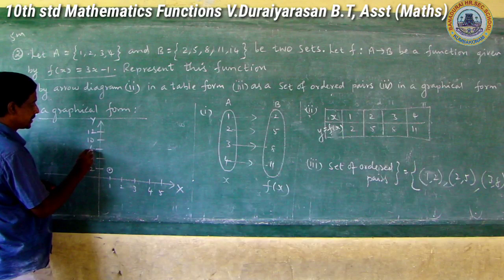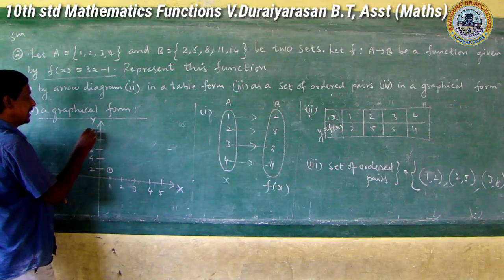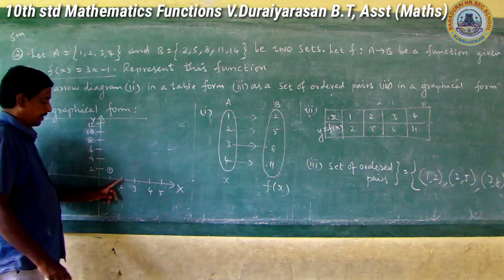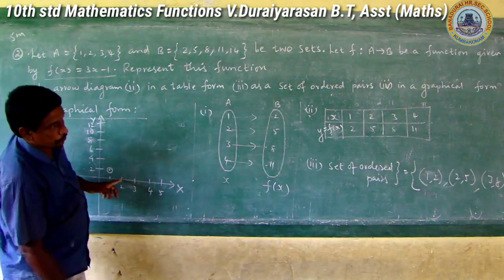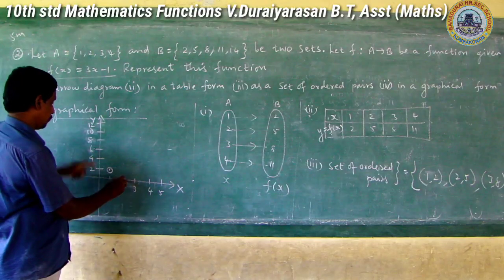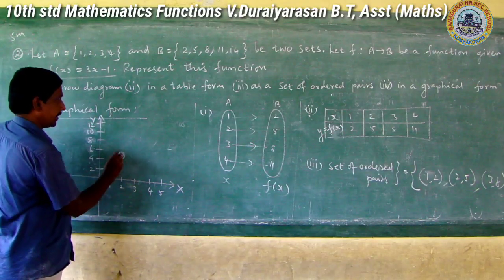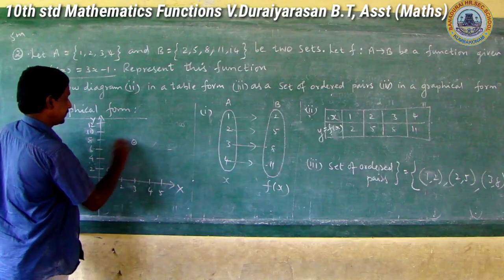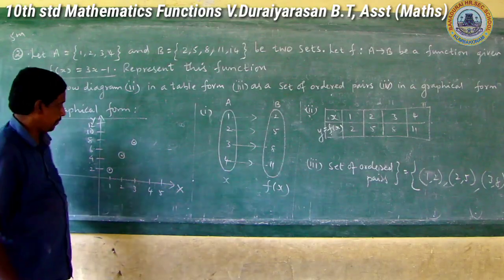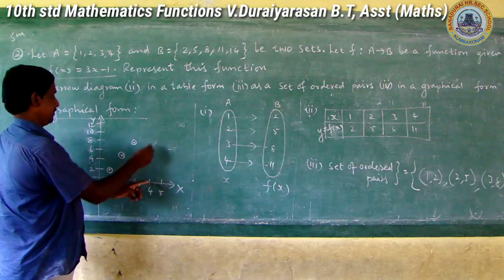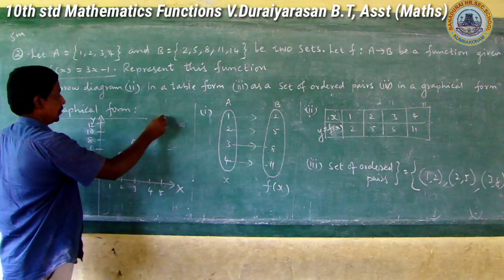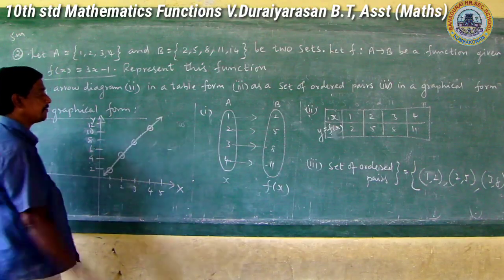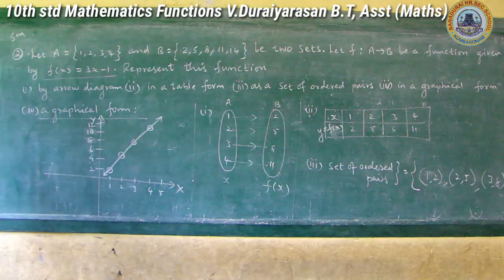2, 4, 6, 8, 10, 12, and so on. X is equal to 2, y equal to 5, (2, 5). Next, (3, 8). Next, finally, (4, 11). Right? To draw the line. This is a graphical form of the given function. That's all.